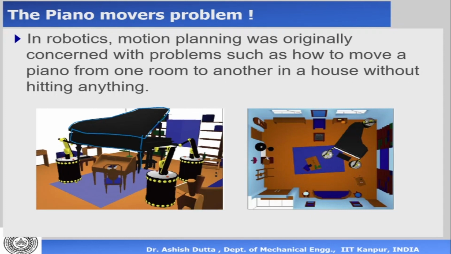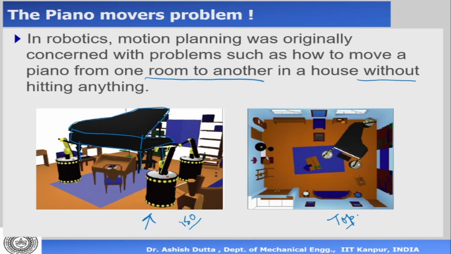Now the piano is kept in a room. It has four legs. Now you want to move this piano from one room to another room without hitting obstacles. The figure on the left shows the side view, which can be looked upon as an isometric view, and this is a top view.